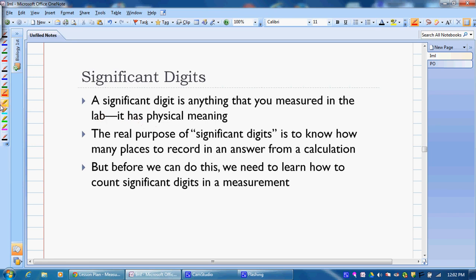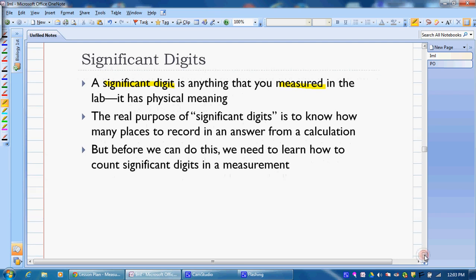Again, a significant digit is anything that you measure that has physical meaning. The real purpose of significant digits is to know how many places to record for your calculations. So we have to know how to count these.